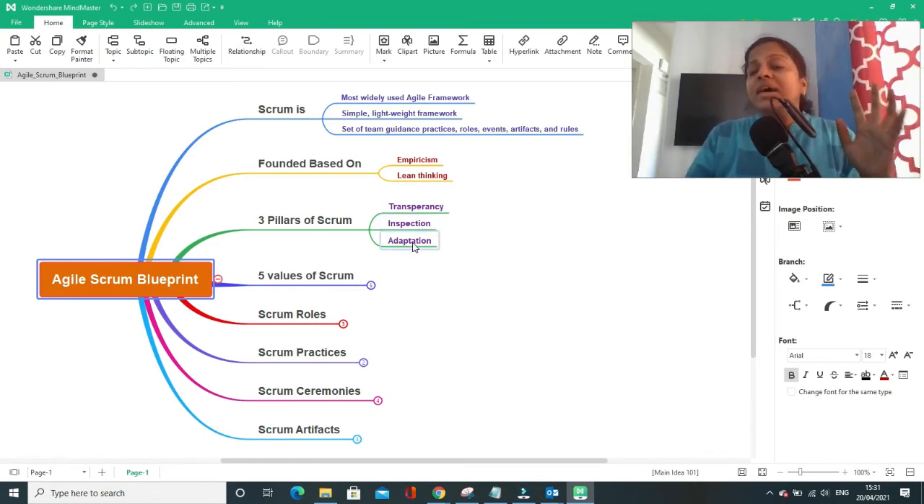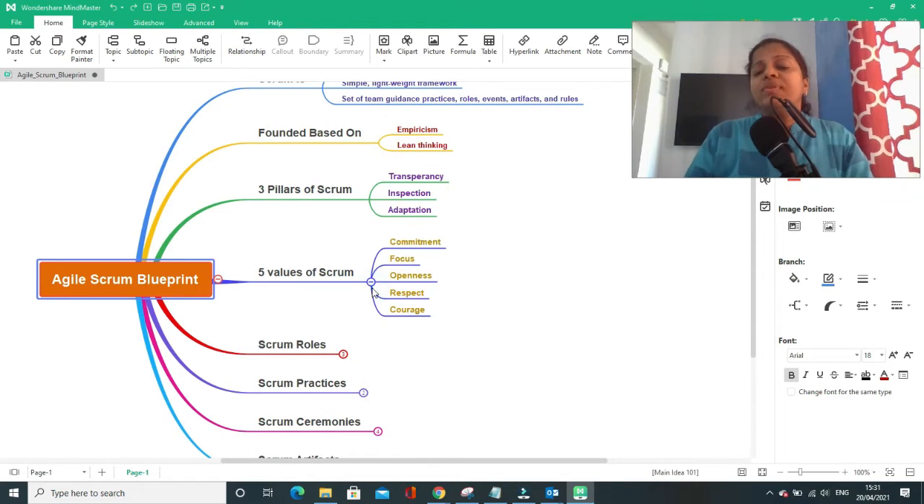Adaptation is the third pillar. Adaptation means you have to continuously inspect for problems, and you also have to adjust to the changes. If your customer comes up with any changes, you have to incorporate those changes, adjust your plan accordingly, and develop your product accordingly.